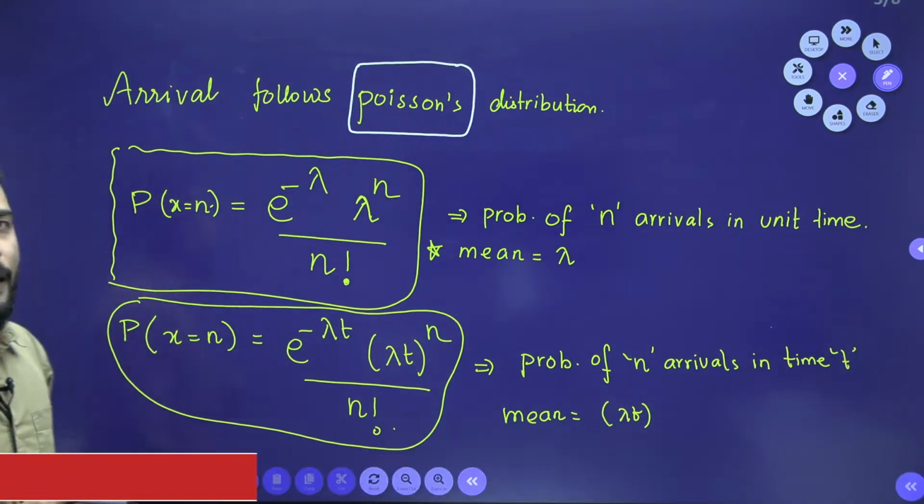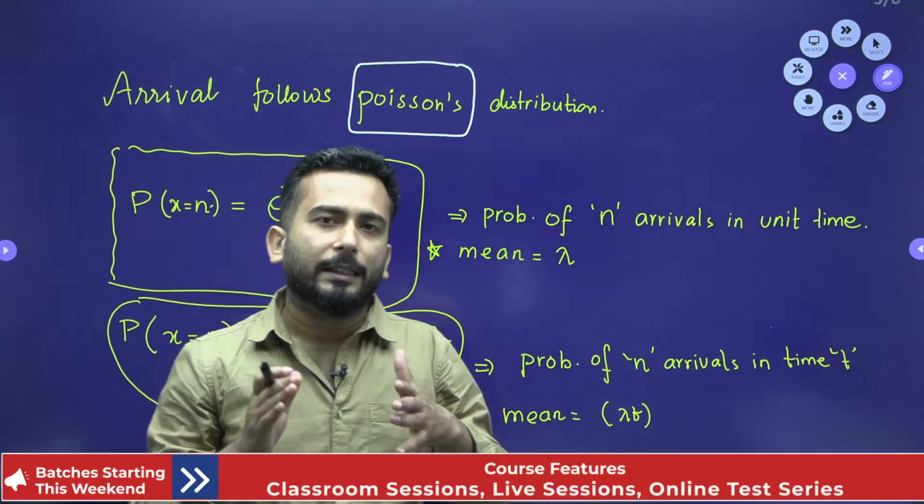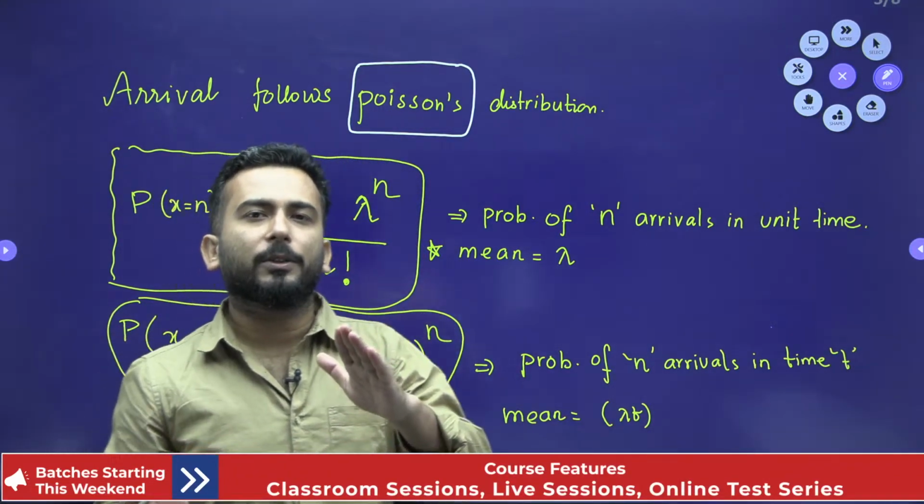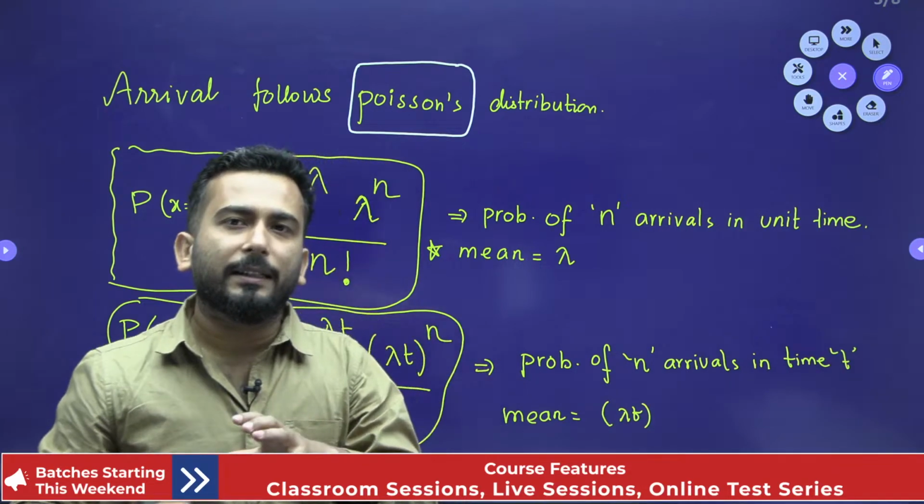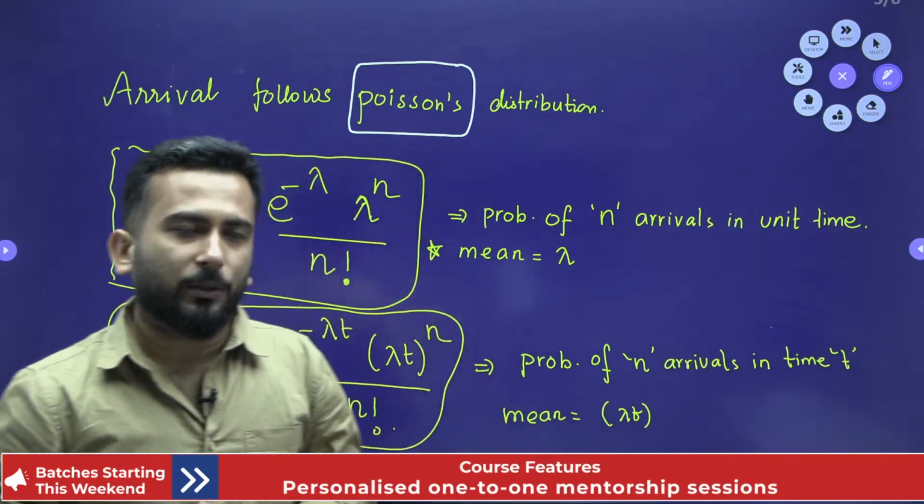Regarding Poisson distribution, let me tell you that Poisson distribution is helpful for extremely rare events. This is the concept from mathematics that I am telling you, right?